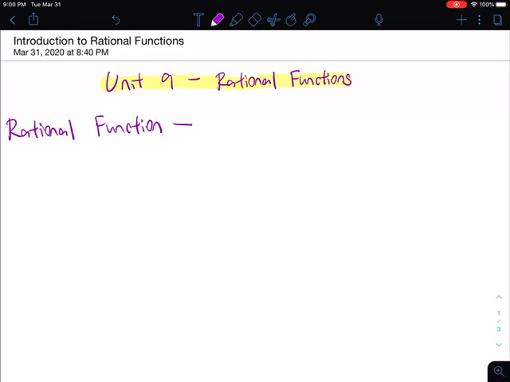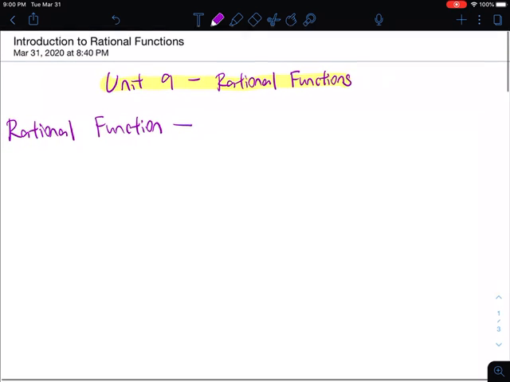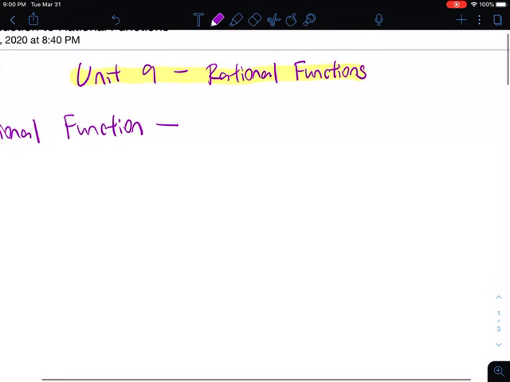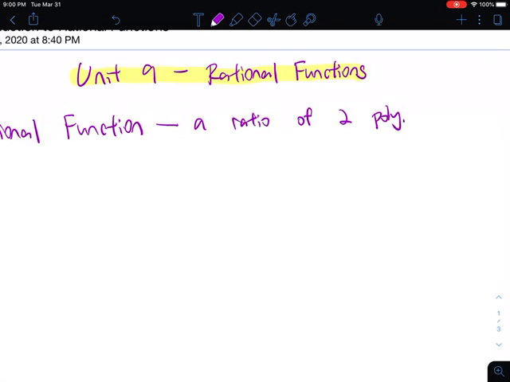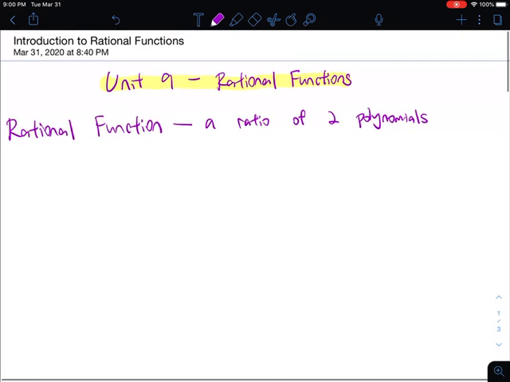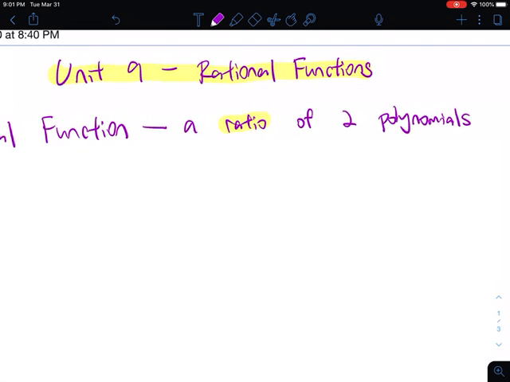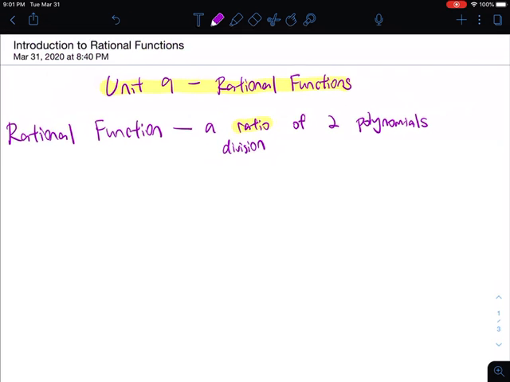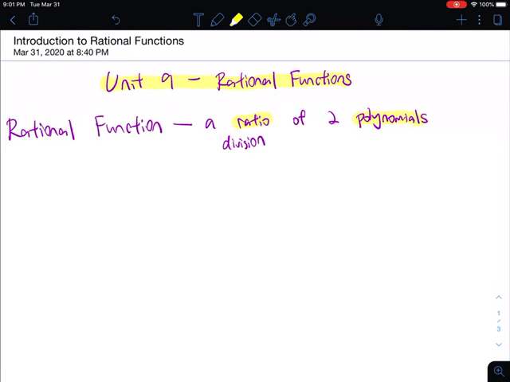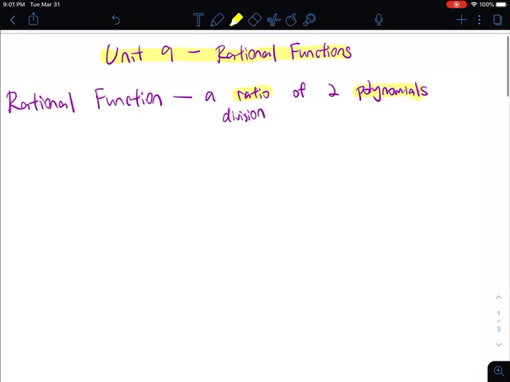Okay, so what is a rational function? So a rational function is a ratio of two polynomials. Okay, so a ratio, you might remember from before, when you did ratios in middle school, ratio means division. And polynomials, we did a whole unit on that in the first semester.